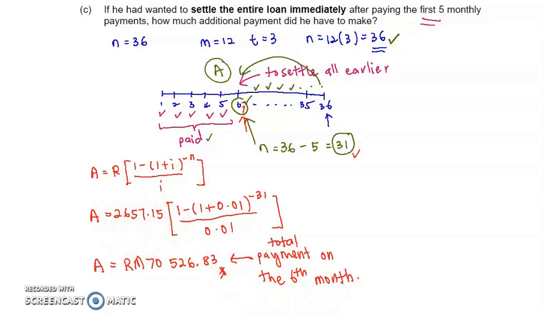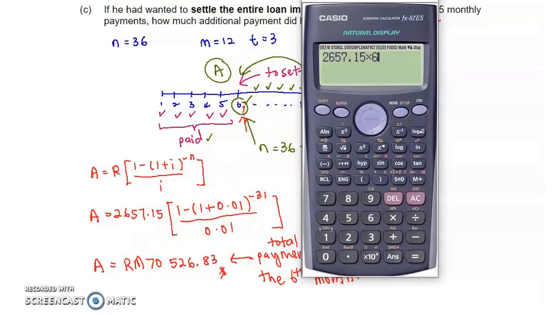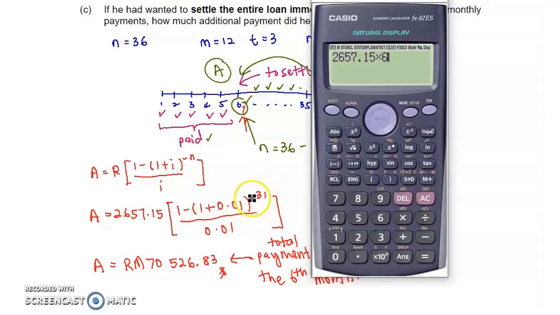So again, if you look here, R just now, every month we pay 2657.15. If now we make payment for 31 months, 2657.15, which is the monthly payment here, multiplied by 31 payments. So this one equals 82,371.65. But now you calculate A, the present value, the amount that you pay on the 6th month here, RM70,526.83, which is less than the amount that you actually need to pay if you follow the schedule.